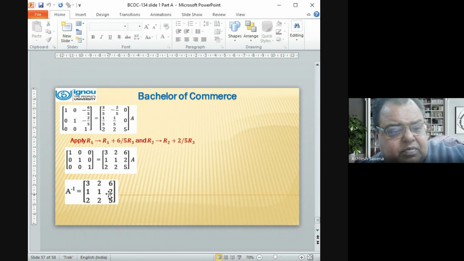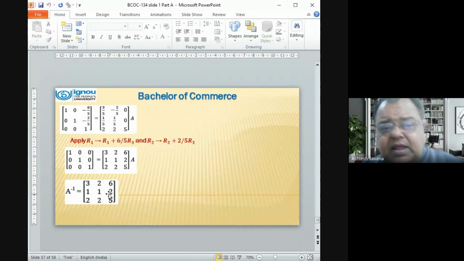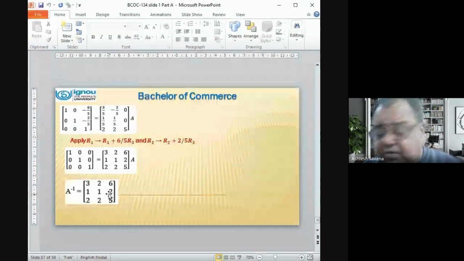Okay, so we have found the inverse by two methods. First is by the formula A inverse is equal to adjoint A upon determinant of A, and secondly, this is by row transformation.